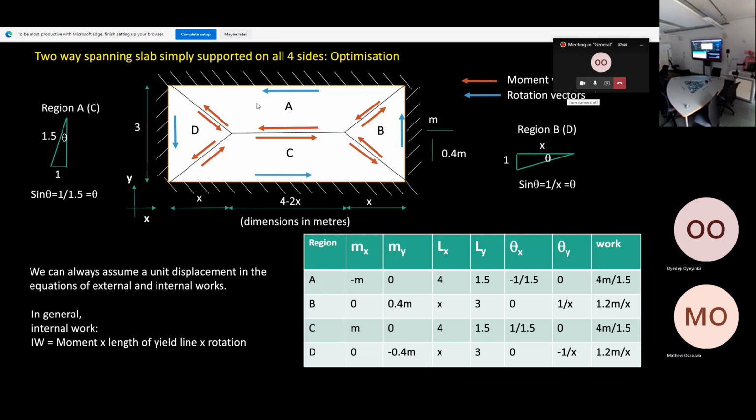Starting with region A, this is the moment vector here in red. When you project it onto the x-axis, you can see this gives you a negative projection, because it's opposite to the x direction. On the x-axis we have m, so we have minus m.